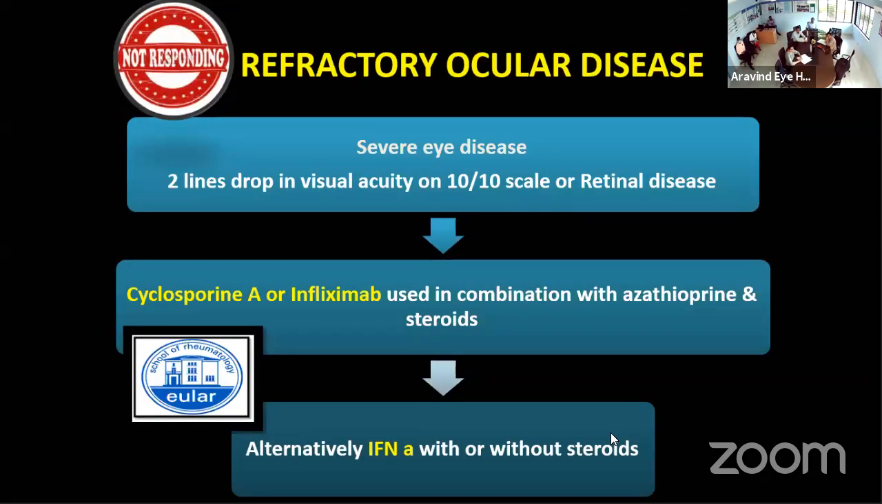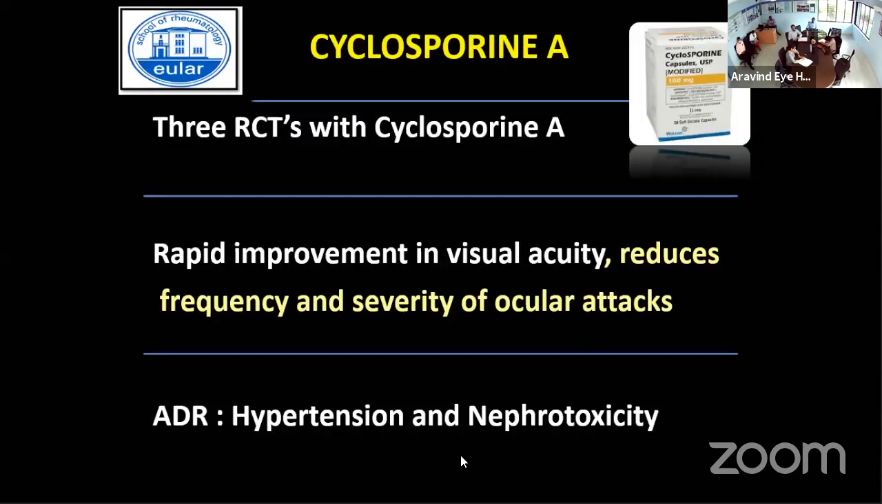In refractory ocular disease, whenever there is a drop in vision, we add cyclosporine A or infliximab. Alternatively, you can use an interferon with or without IV steroids. For cyclosporine, there are multiple randomized controlled trials. You know what a randomized controlled trial is, isn't it? It's a head-to-head comparison.